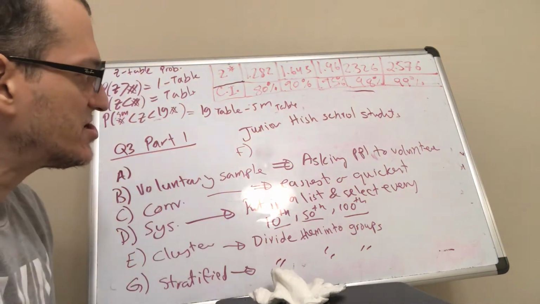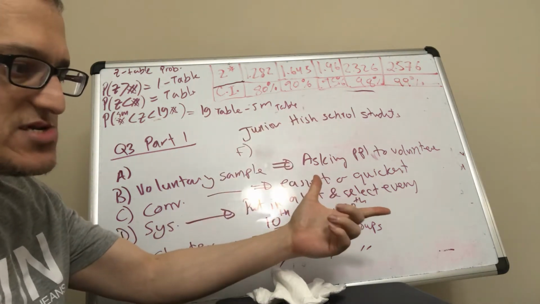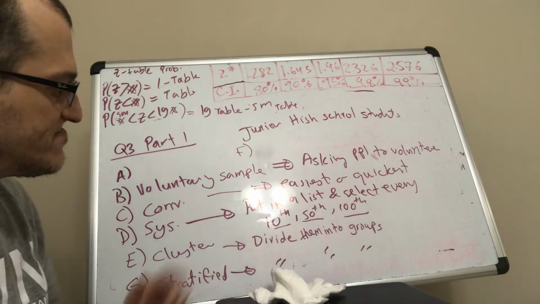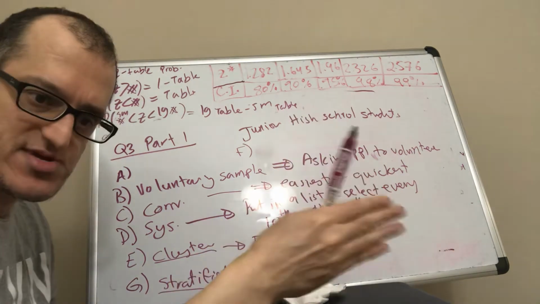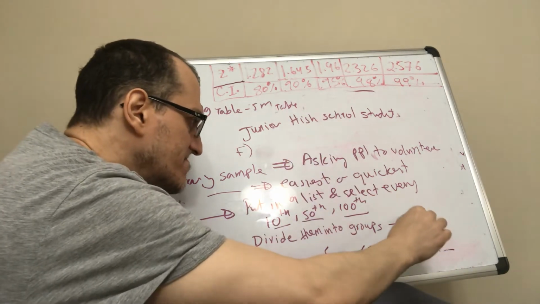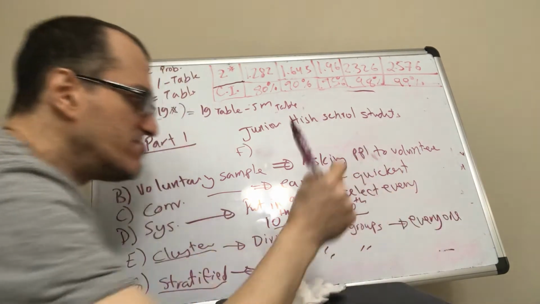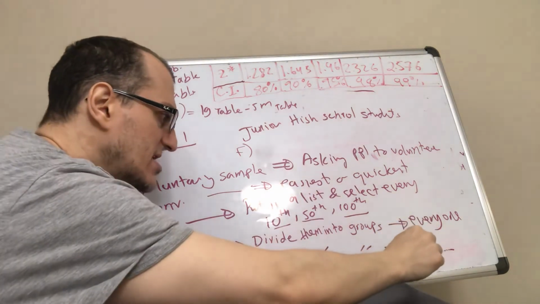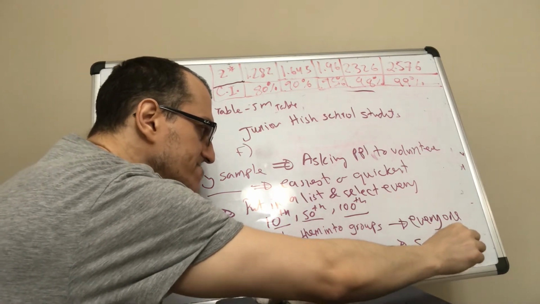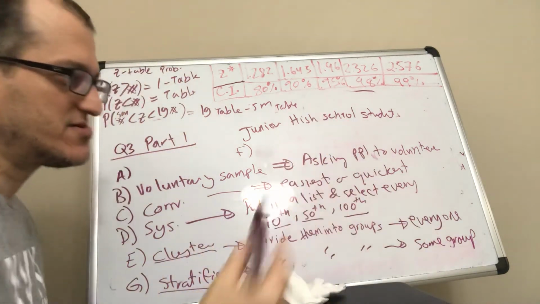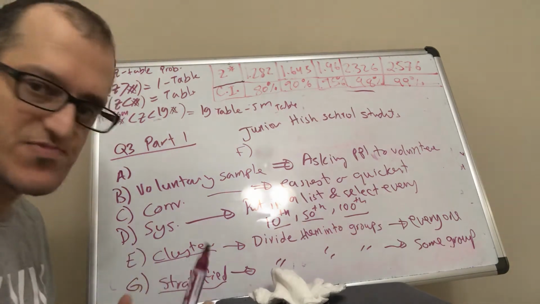So let's say junior high school, you divide them into Canadian, international. So you divide them into 2 groups. And that's for both of them, cluster or stratified. They tell you you're going to divide them into groups. For the cluster, you're going to pick everyone in the group. But for stratified, after you divide them, you're going to pick some from each group. So if you see a division and you see that you're selecting some, that would be stratified. If you're selecting all, that would be cluster, of course, after the division.